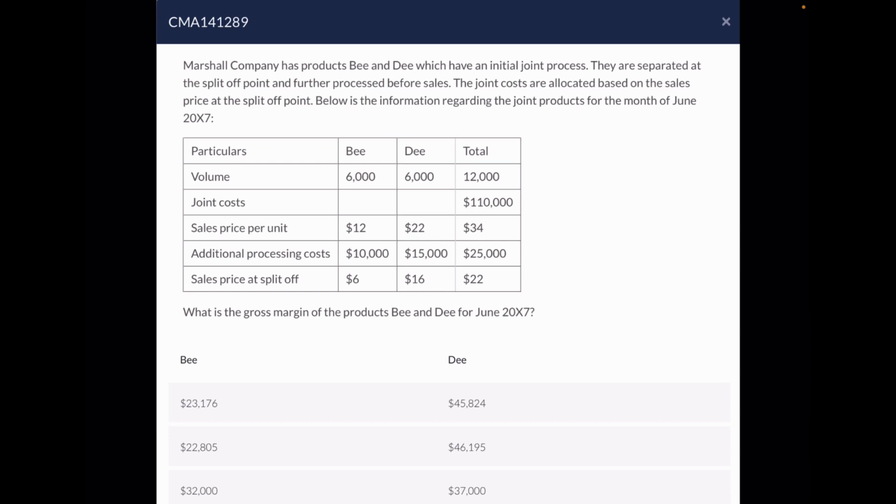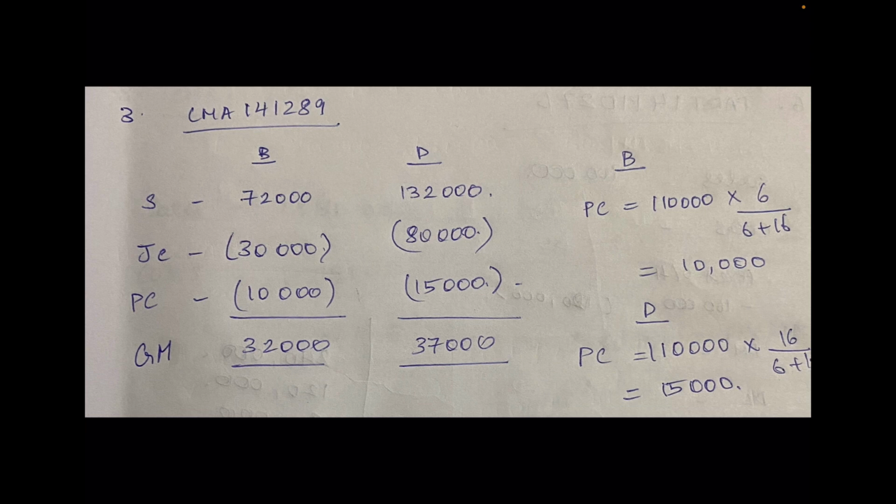What is the gross margin of the products B and D for June 20x7? Here we have to find out the gross margin of the products B and D by using the given information in the question. Here is the solution.